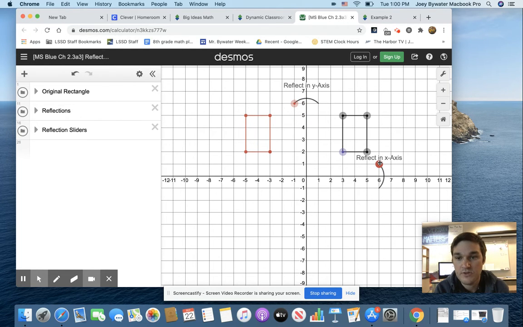And then I could also do a reflection in the x-axis, or over the x-axis. I kind of think of it as being over the x-axis because it literally does a little flip and a flop right over, all right? So that's what a reflection looks like. There's your two different kinds of reflections.